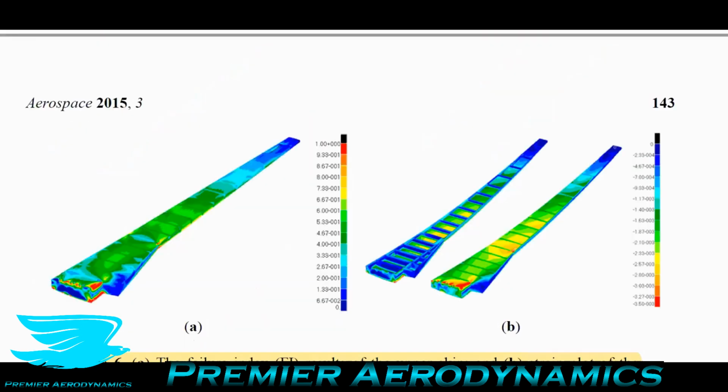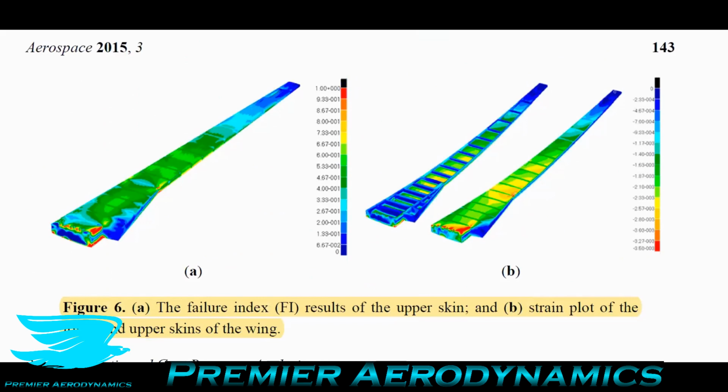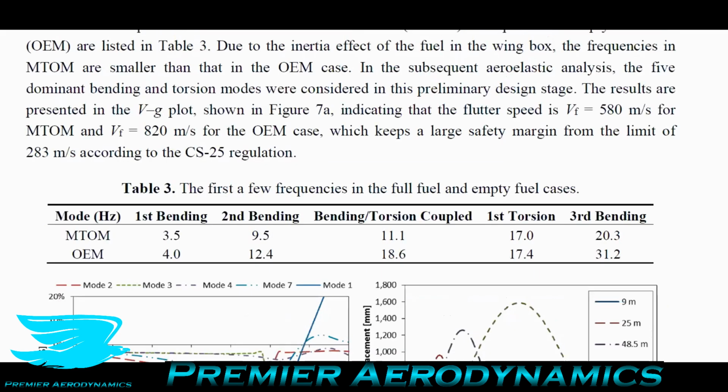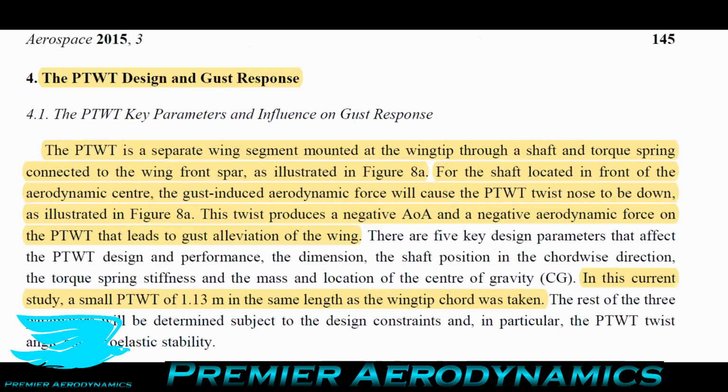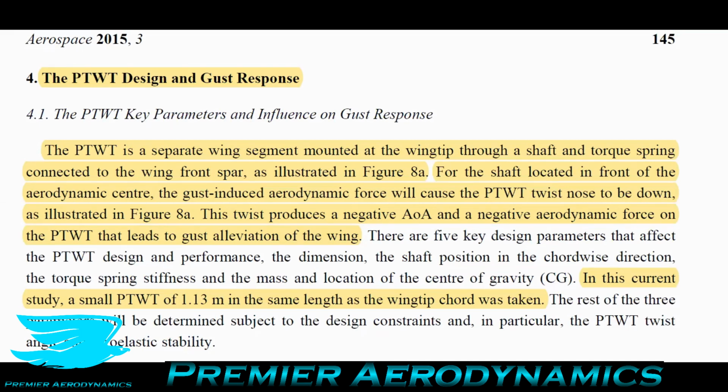Now what they looked into, as I mentioned earlier, the loading on the wing without these wingtips. And what you can find here is, as you'd expect, the maximum stress and maximum strain occur at the wing root. So this is where the wings are usually going to snap off. Then they looked at the wingtips with these passive twist flow control devices, and they looked at the gust response of these. So they said that these passive twist wingtips are separate wing segments mounted at the wingtip through a shaft and a torque spring connected with the wing's front spar.